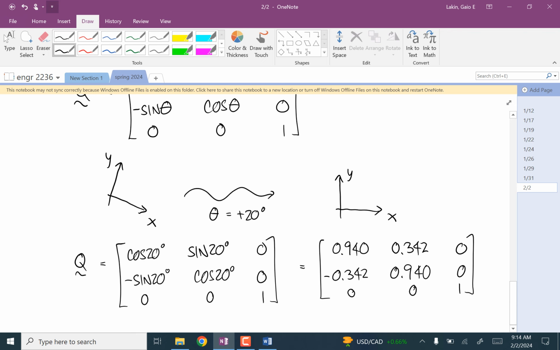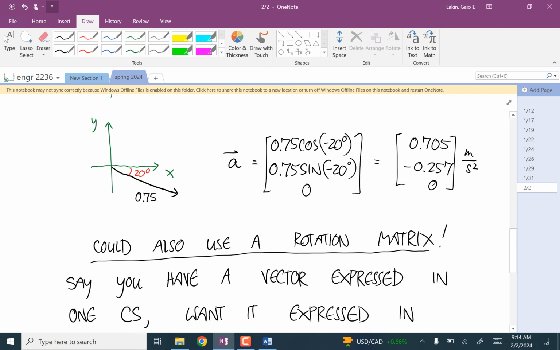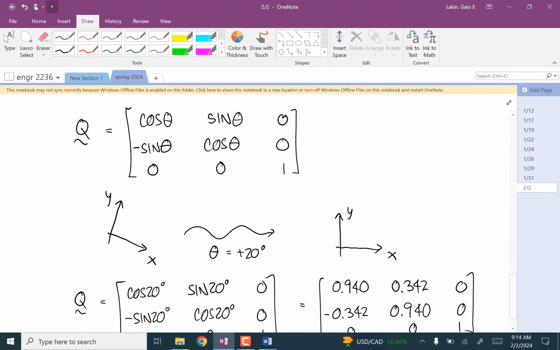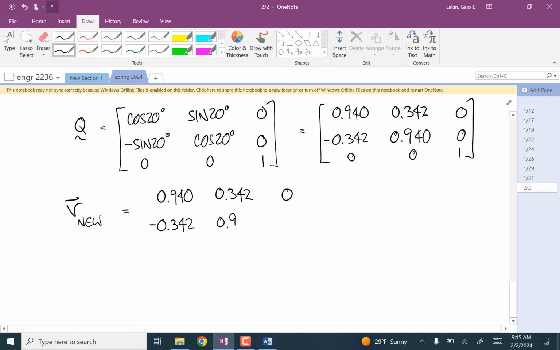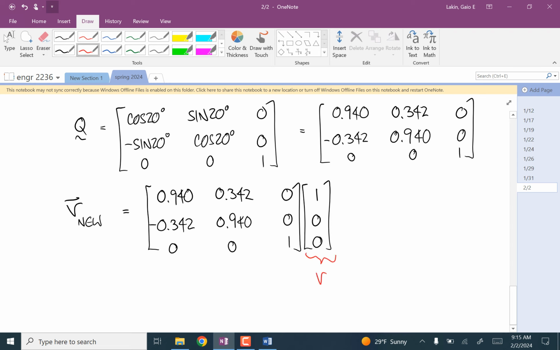And then we're just going to multiply that matrix to the answers we got in the old coordinate system. So V in the new coordinate system is 0.940, 0.342, 0, negative 0.342, 0.940, 0, 0, 0, 1, times V in the old coordinate system, and what you get out of that is 0.940, negative 0.342, 0.